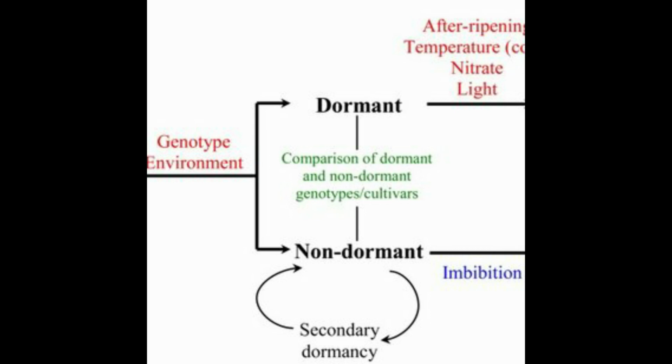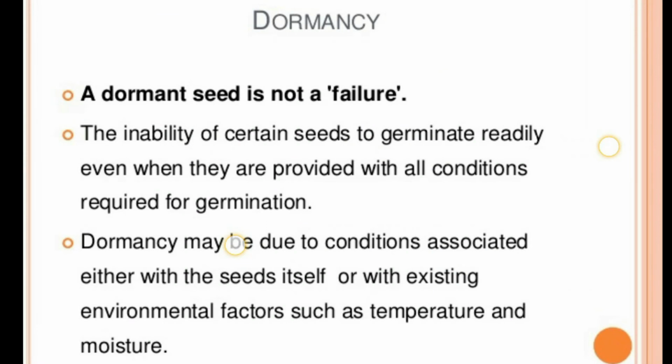But if the seed is now going to that state where it is in dormancy, that is when the abscisic acid will play its role. Why? Because abscisic acid will help in promoting the dormancy of the seed.